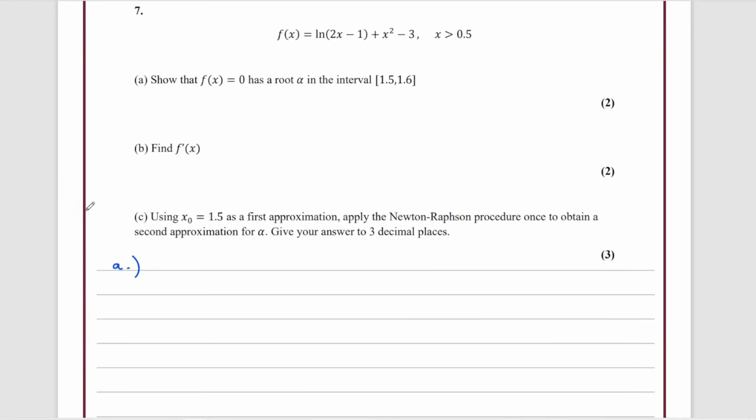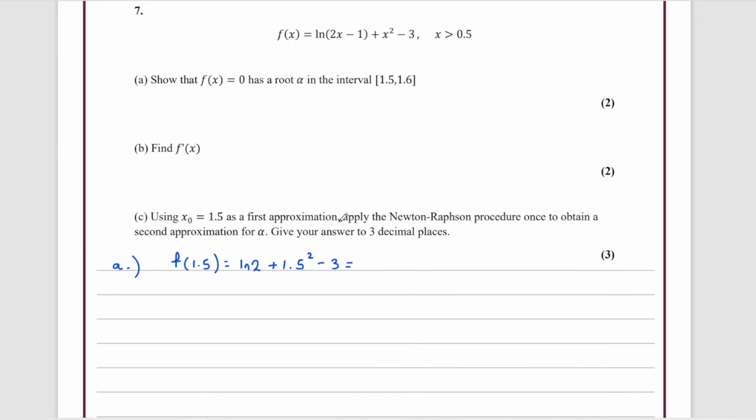So what I'm going to do to begin with is find f of 1.5. To do that, we're just going to substitute 1.5 into f of x here. We're going to get the natural logarithm of 2 lots of 1.5, so that's 3, minus 1, so that's ln 2, plus 1.5 squared, and then finally, minus 3 here. And what we're hoping for is that one of these values will be negative and the other value will be positive. So just put this into your calculator here.